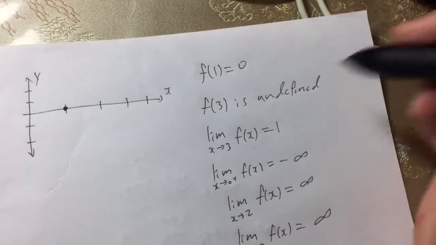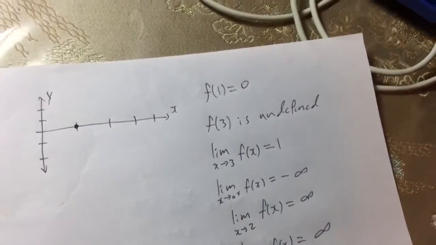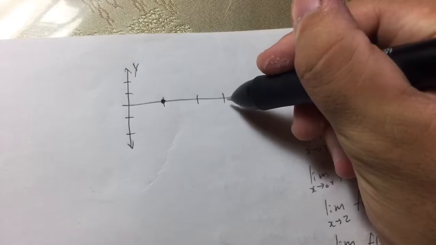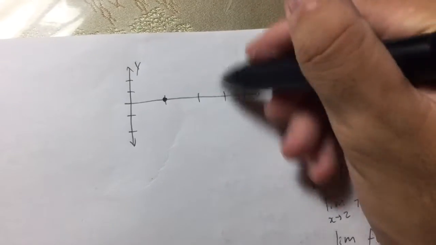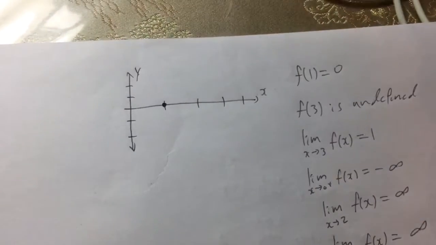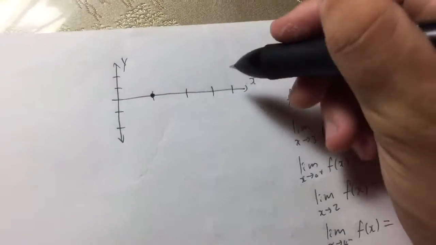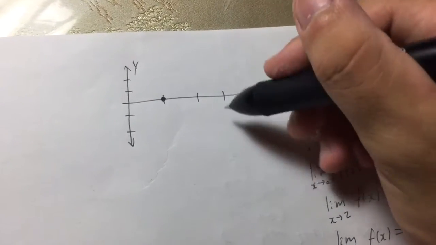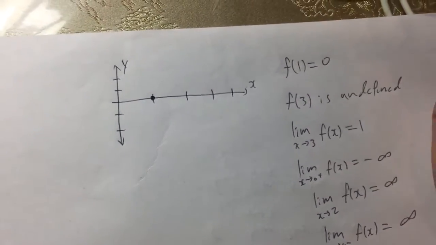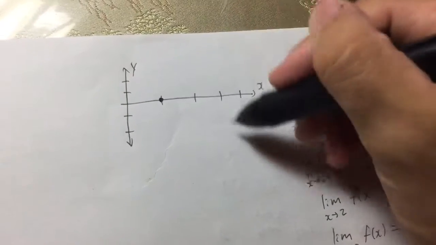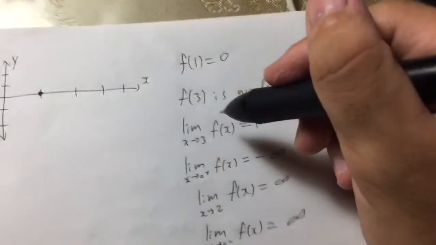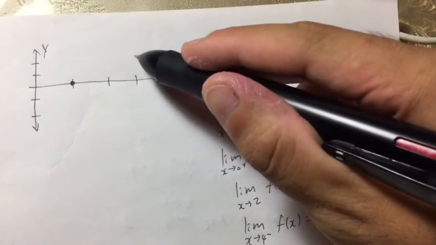Like this. Our second condition states that f of 3 is undefined. So at x equals 3, over here, f of 3 is undefined. Right now, I'm not gonna draw anything because I am still not sure if this is a vertical asymptote or just a hole. But if we look at the third condition, we can see that it's indeed a hole.